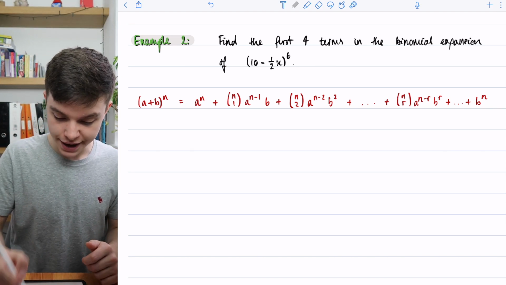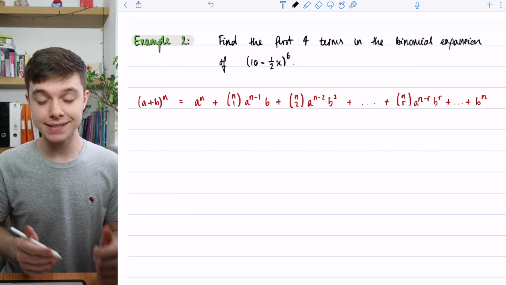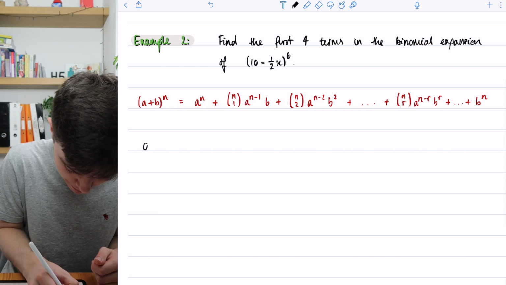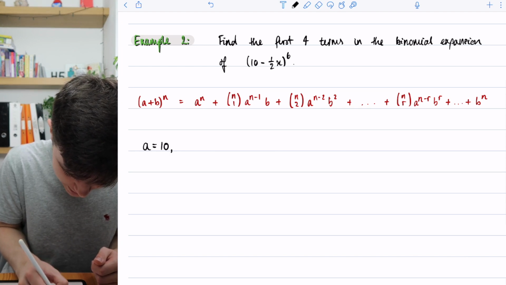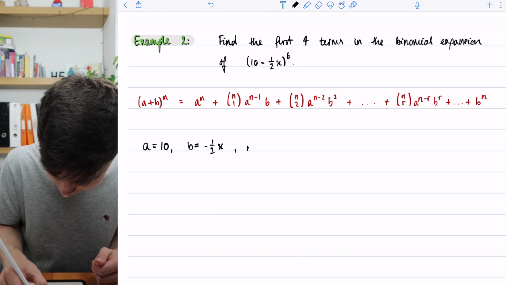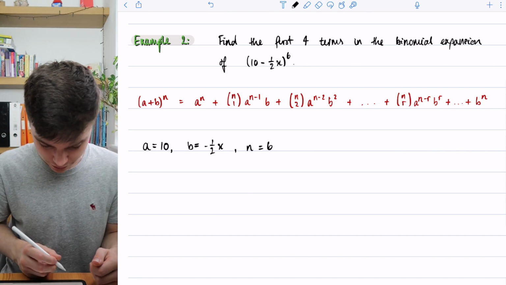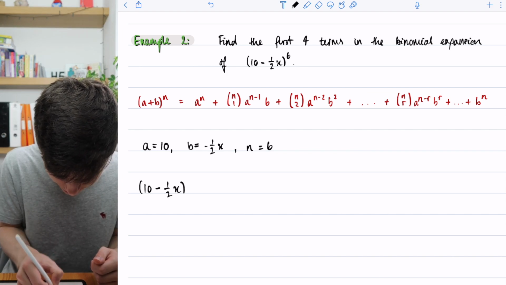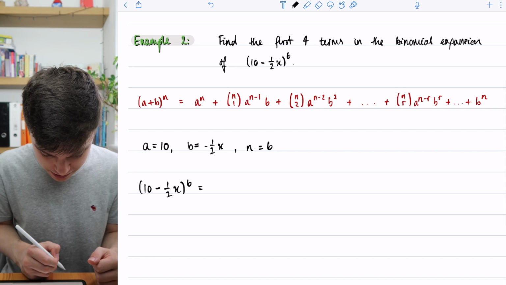Right, let's do the expansion. I'm just going to do the expansion exactly how it is. So, let's expand that. And in fact, I'll write down that I'm having my A to be 10, B is minus a half x, and N is 6. Okay, let's do the expansion. 10 minus a half x to the power of 6.